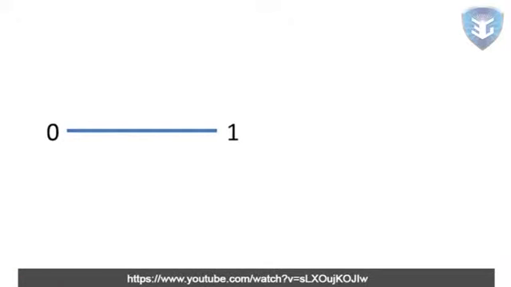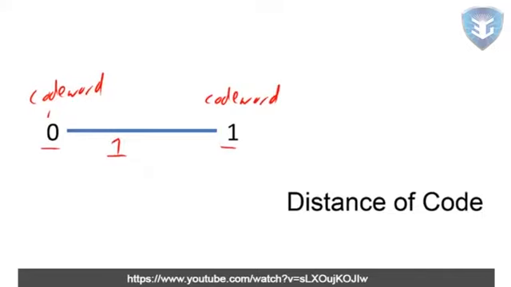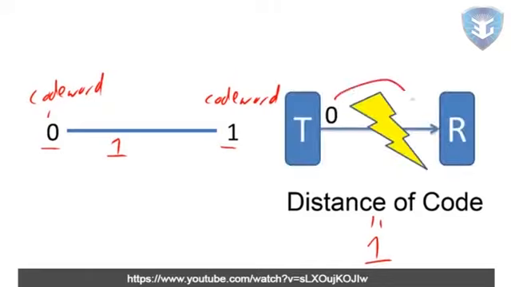Suppose that we want to send just one bit between two components. The Hamming distance between these code words is 1, as only one bit is different between these two code words. Since these two code words are the only words in the code, the distance of the code is also 1. When the Hamming distance of the code is 1, the receiving component can never detect an error, because if a bit flips, the receiving component still receives valid information.